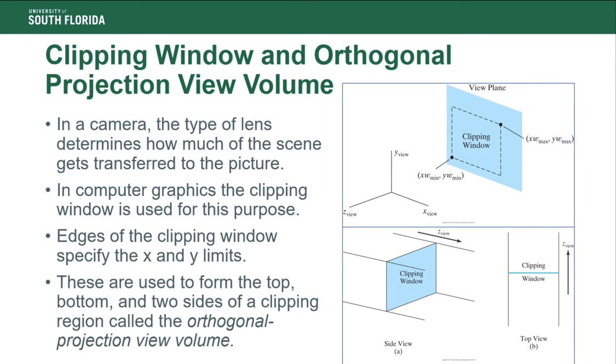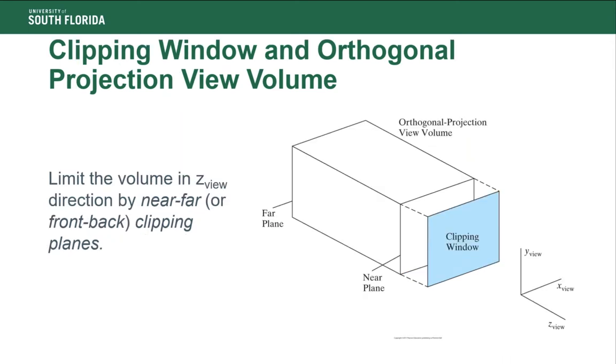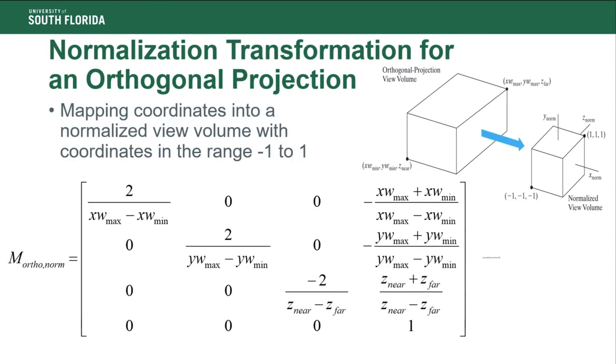These are used to form the top, bottom, and the two sides of a clipping range called the orthogonal projection view volume. The clipping window and near and far clipping planes define an orthogonal projection view volume. Often this view volume is mapped to a normalized volume with XYZ values between -1 and 1, as the picture shows. To do this transformation, we can use this normalization matrix.